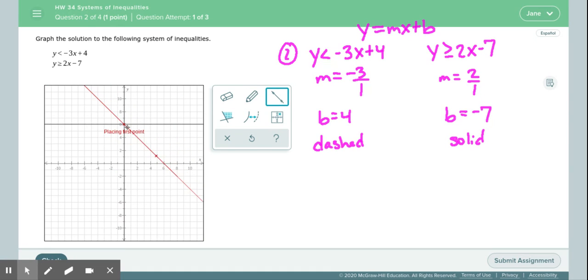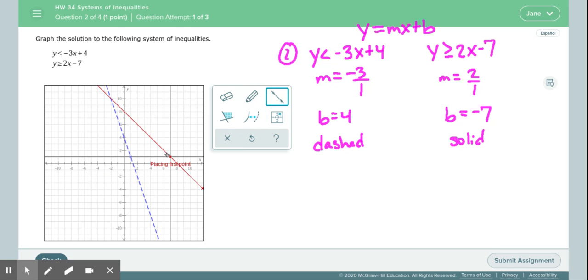So my first boundary line has a y-intercept at positive 4. So I plot my point at positive 4 on the y-axis, and then I move from there, negative 3, so I go down 1, 2, 3 and to the right one. I need this to be a dashed line, so I'm going to get my dash tool and click on it.